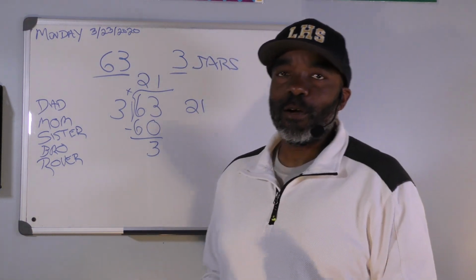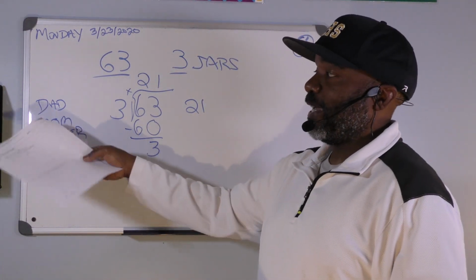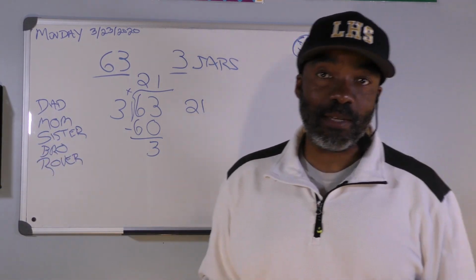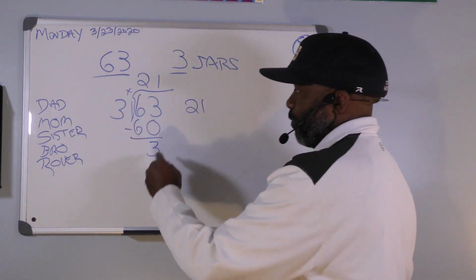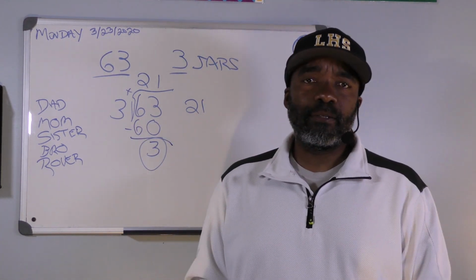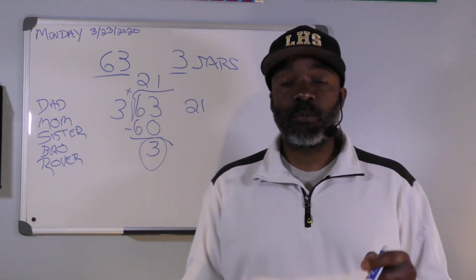Brother, Rover. Multiply or divide, multiply, subtract, bring down, and repeat. And again, we repeated right here. That was that repeating step right there. So we wind up with 21 on that word problem there.